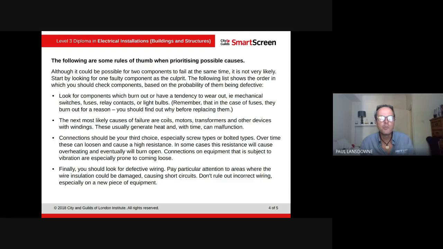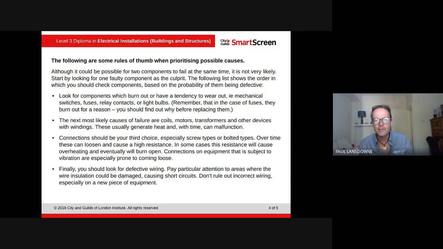Although it could be possible for two components to fail at the same time, it's not very likely. Start by looking for one faulty component as the culprit. The following list shows the order in which you should check components based on the probability of them being defective. Look for components which burn out or have a tendency to wear out, i.e. mechanical switches, fuses, relay contacts, or light bulbs or lamps.